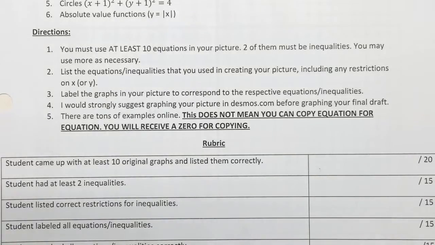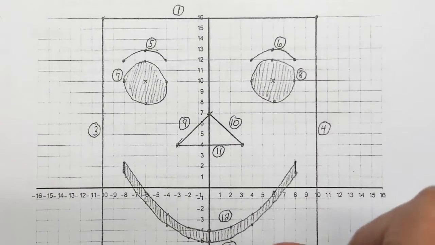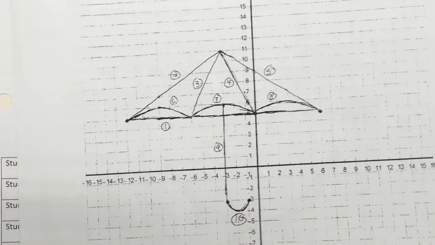There are tons of examples online, but if you copy an example equation for equation, you'll get a 0. Also, you can't use the example pictures. You can't use this picture and change it, like down 1, everything down 1. You can't do that. You can't use an umbrella.